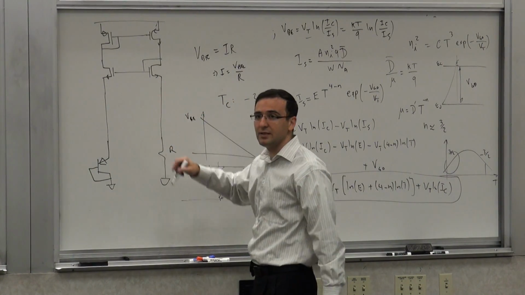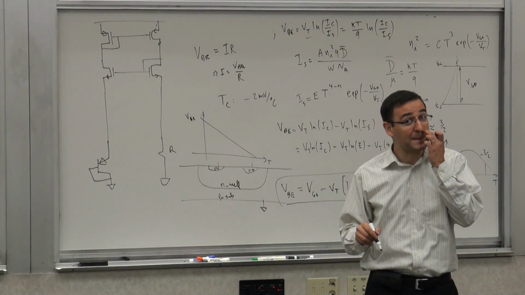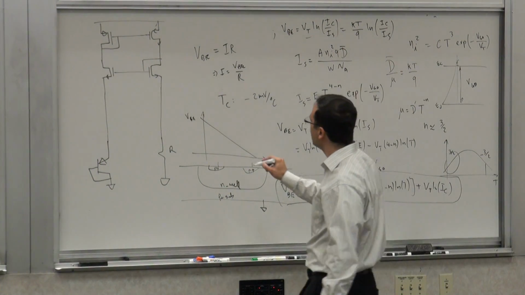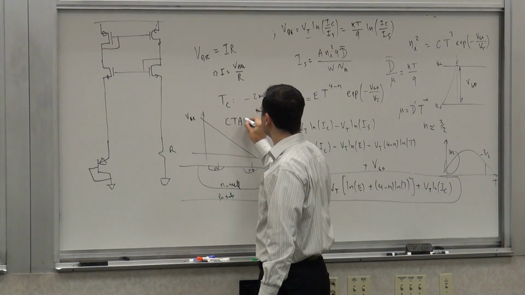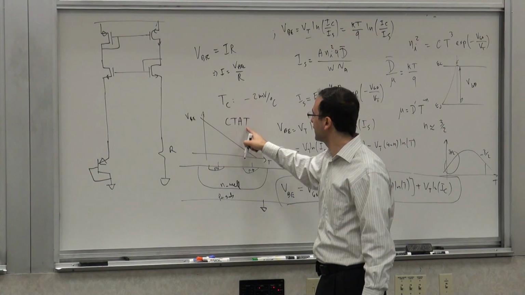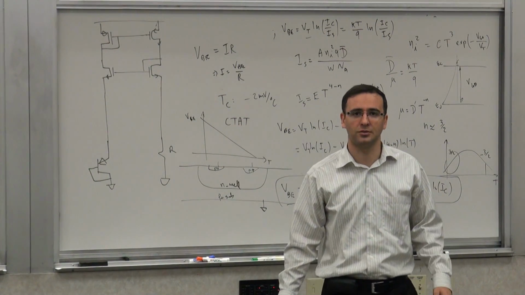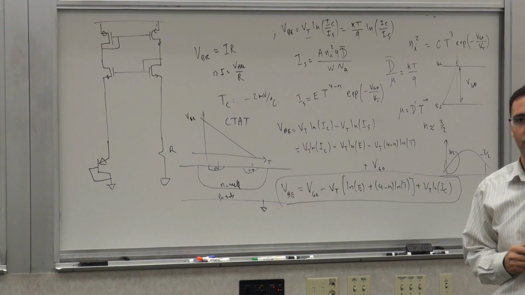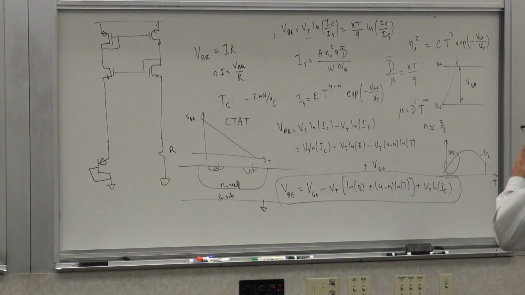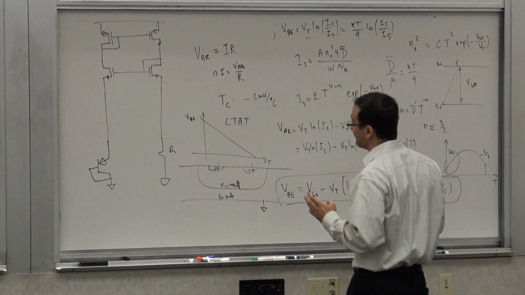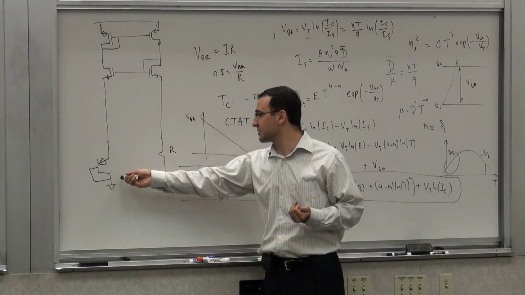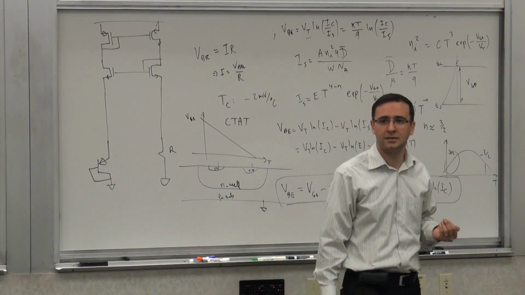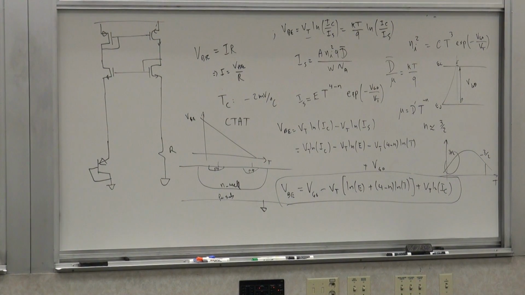And this kind of reference is called CTAT, or complementary to absolute temperature. So CTAT stands for complementary to absolute temperature. So it seems that we could get another source, but it also has the same problem. What do we really need if we want to get less temperature dependence?